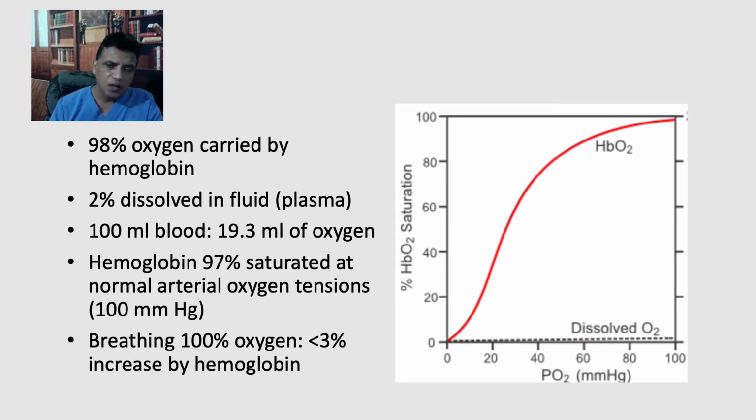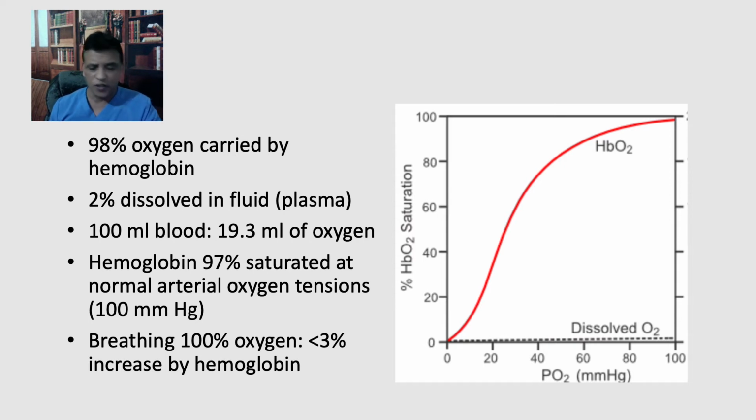Now, before we dwell into that, let's look at how oxygen is normally carried in blood. 98% of oxygen is carried by hemoglobin. 2% of oxygen is carried dissolved in plasma. Plasma is the fluid component of blood.